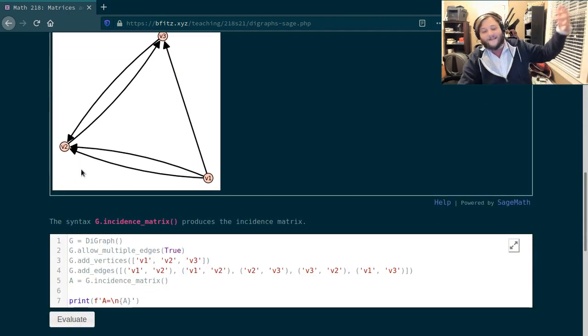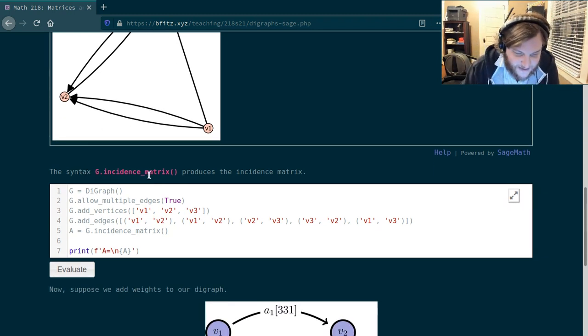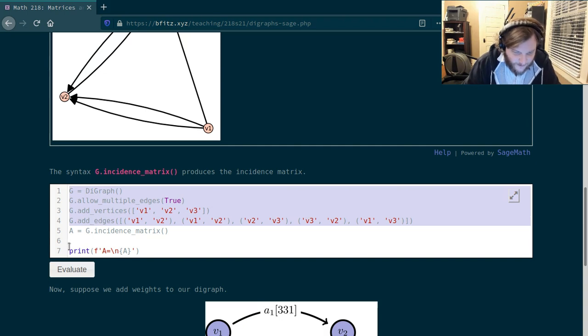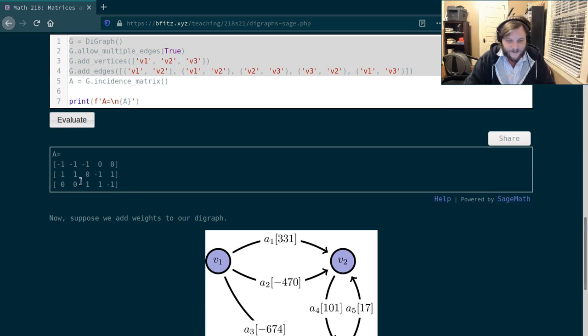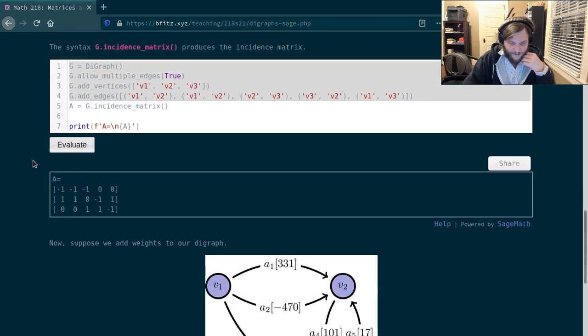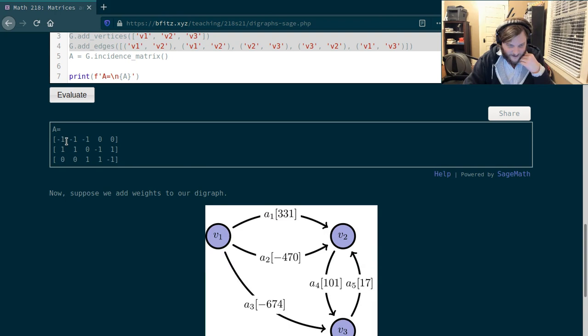If you want the incidence matrix, you can use the syntax g.incidence_matrix, open close parentheses. Again, for each one of these cells, I have to reconstruct the directed graph. So I construct the graph here, and then on the 5th line of code, I write a equals g.incidence_matrix. And down here, I have a print statement, which will give us the incidence matrix. Here, the incidence matrix is 3 by 5, because this directed graph has 3 nodes and 5 arrows. And I believe the labeling that I put on the directed graph is compatible with the labeling on the directed graph here.